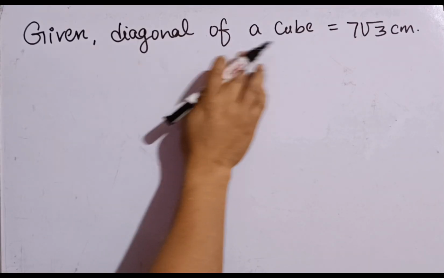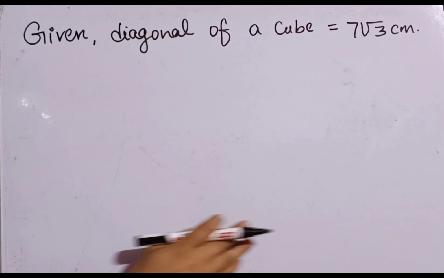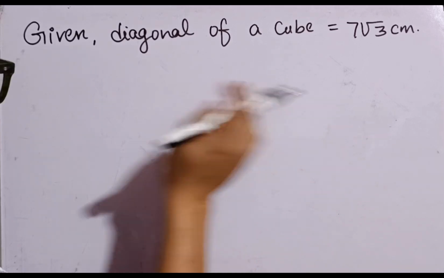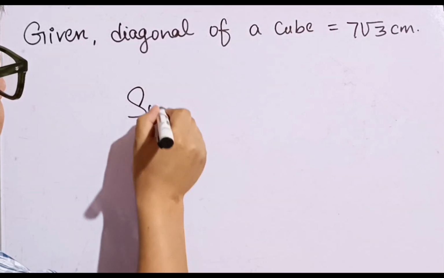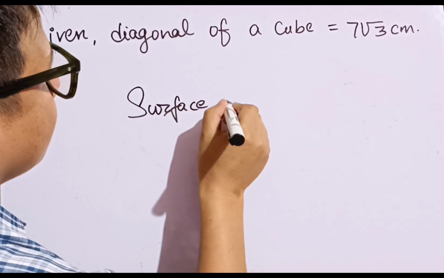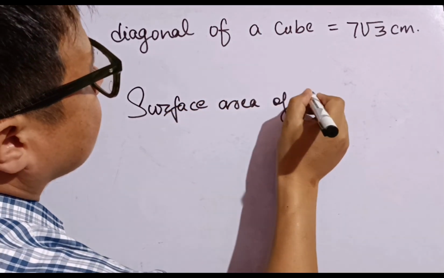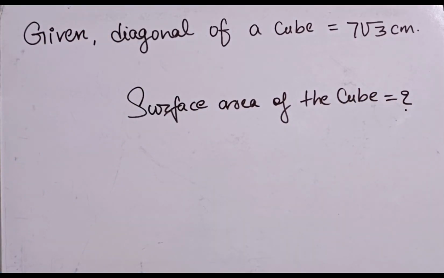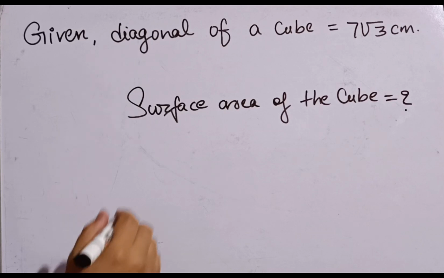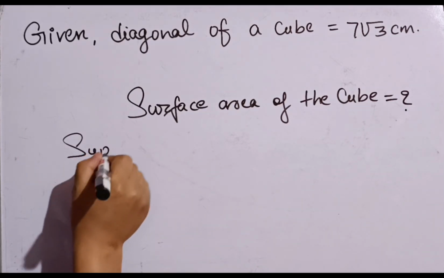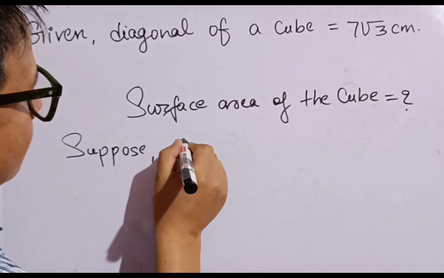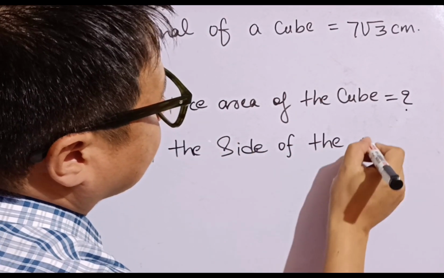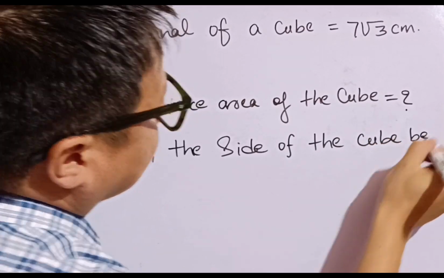Here the diagonal of the cube is 7 root 3 centimeter, and from this we have to find the surface area of the cube. From the diagonal of the cube, first of all we have to find the side of the cube, and then from that side we can find the surface area of the cube. Let us suppose that the side of the cube be s centimeter.